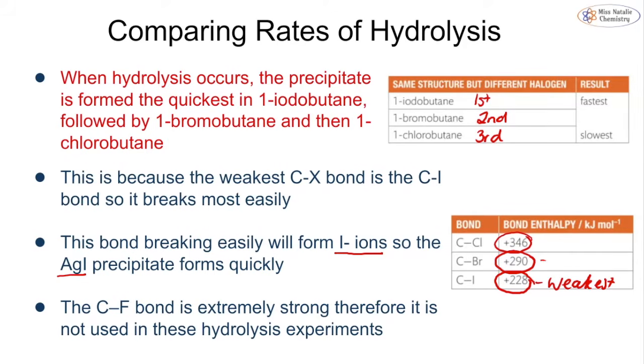When we get the bromine, it will continue to happen, of course, and we will make this silver bromide, and we will also make silver chloride, but the silver chloride is the strongest bond. Therefore, it takes the most amount of energy and therefore the most amount of time. So we can use bond enthalpies to explain why the iodobutane is the fastest. Okay, the carbon-fluorine bond is so strong that it is very, very rarely used in these hydrolysis experiments, because you can be timing for quite some time and still not see any precipitate being formed.